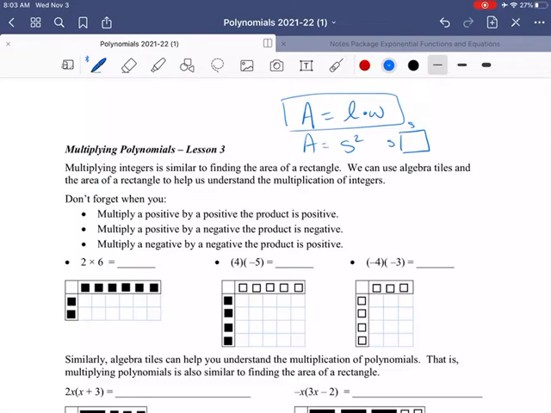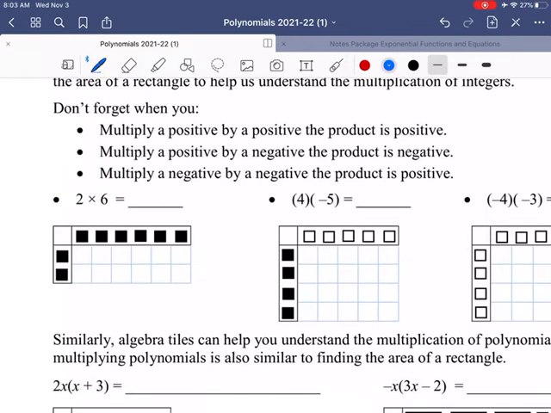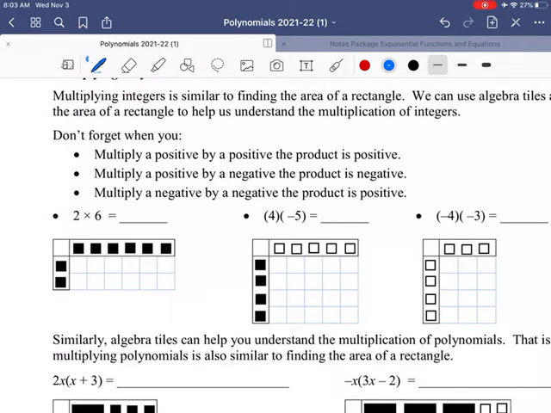We can use algebra tiles and the area of a rectangle to help us understand the multiplication of integers. When you multiply a positive by a positive, the product is positive. If a positive is multiplied by a negative, the result is negative. And a negative multiplied by a negative, the result is positive.